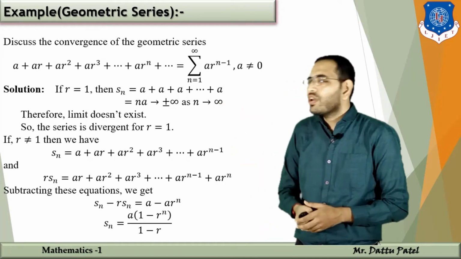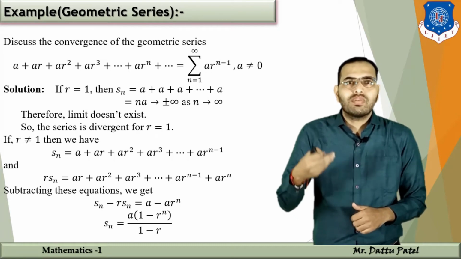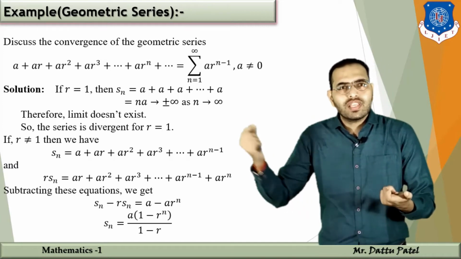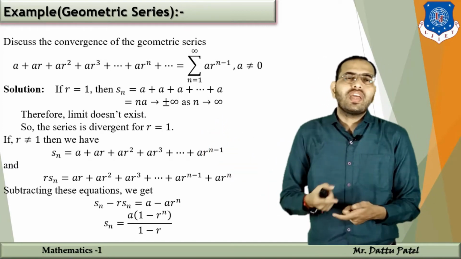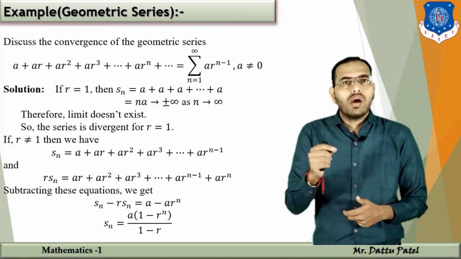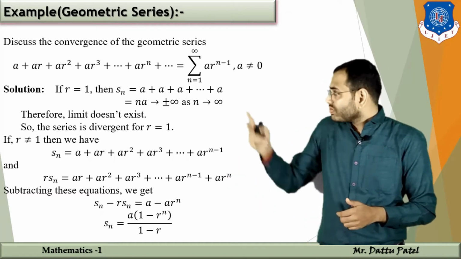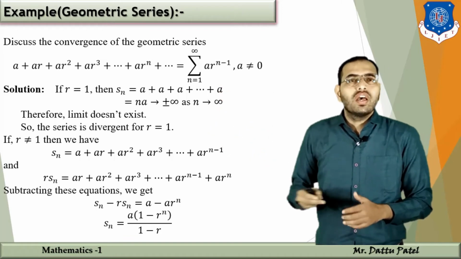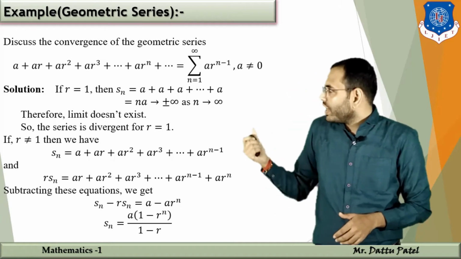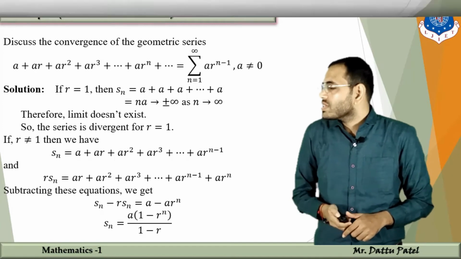Let's see r not equal to 1. Then Sn equals a plus ar square plus ar cube and so on plus ar raised to n minus 1. Now multiplying this equation by r, it becomes r Sn equals ar plus ar square plus ar cube up to ar raised to n minus 1 plus ar raised to n. Now take the difference between these two equations and simplify to make Sn the subject: Sn equals a times the bracket 1 minus r raised to n, upon 1 minus r.